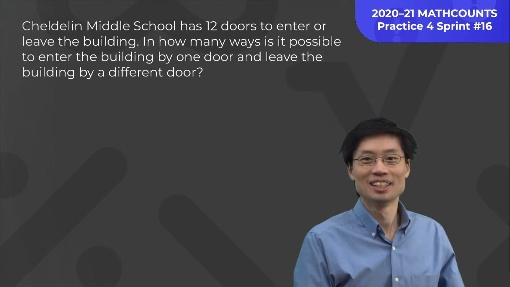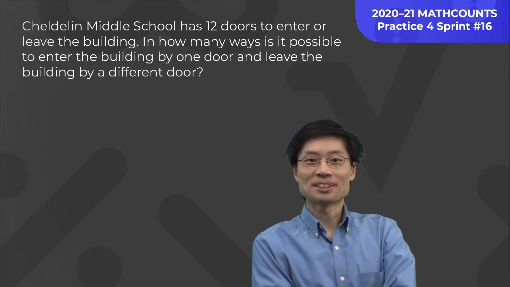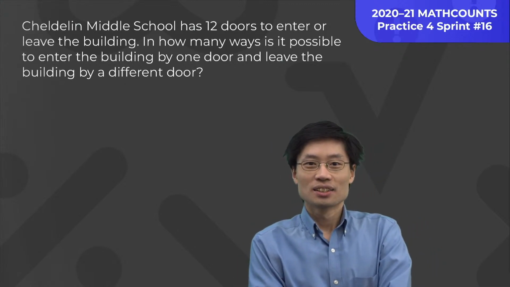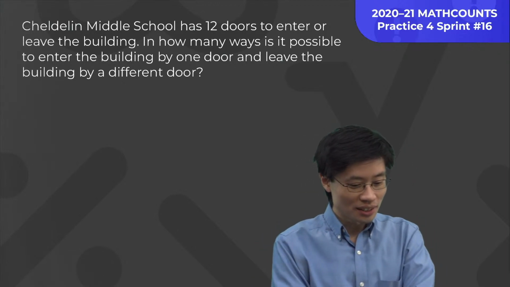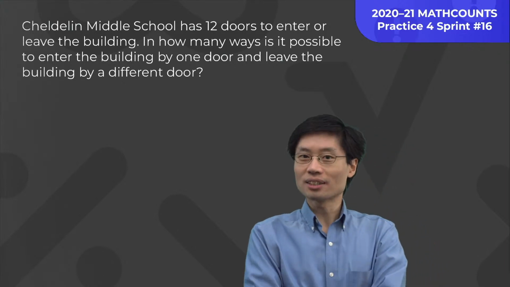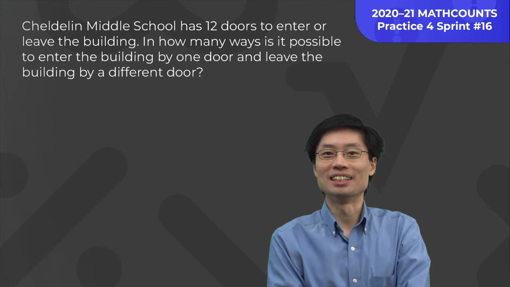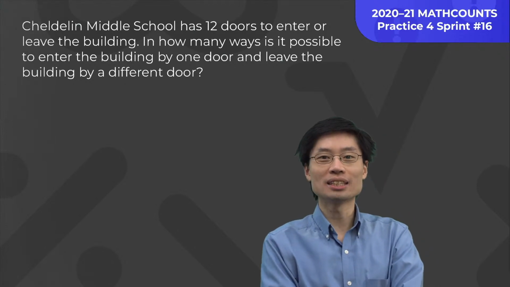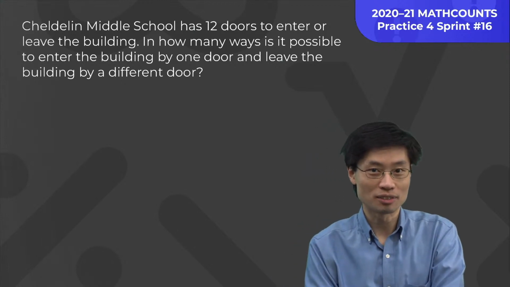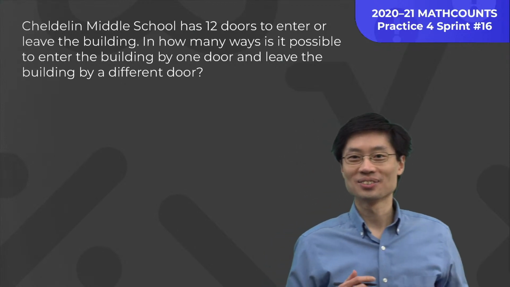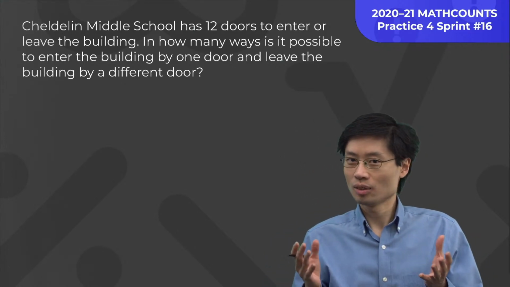Next question. Sprint round number 16. Oh man, how do you read this? Let's see. Cheldelin Middle School has 12 doors to enter or leave the building. In how many ways is it possible to enter the building by one door and leave the building by a different door? Wow. Okay.